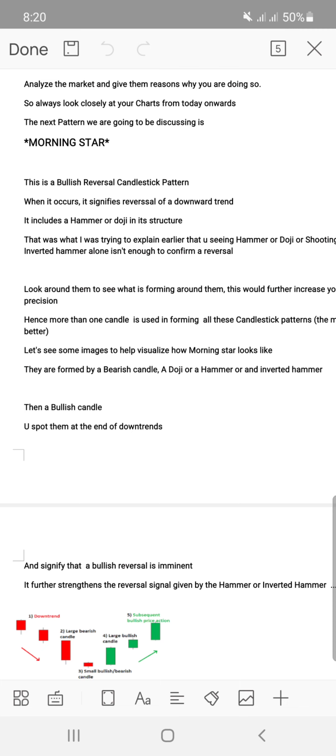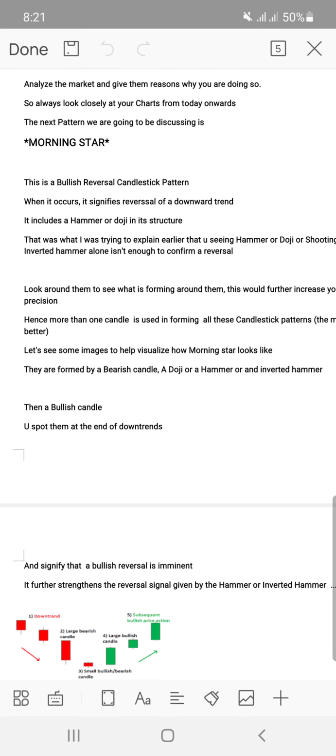In this class we're going to start with the morning star. I will explain morning star, evening star, three white crows, three black crows, and bullish and bearish rejection patterns. So the first one we're going to be starting with is the morning star candlestick pattern.